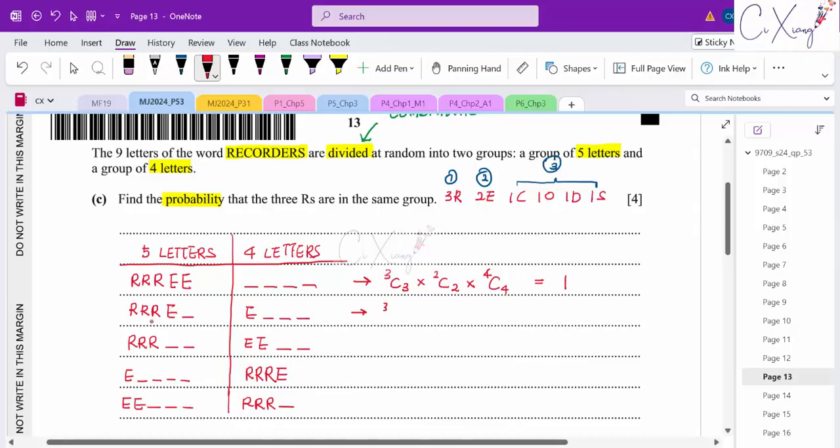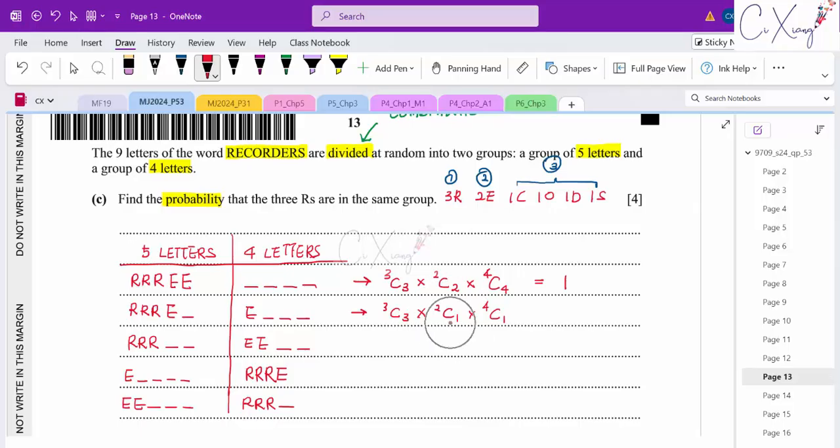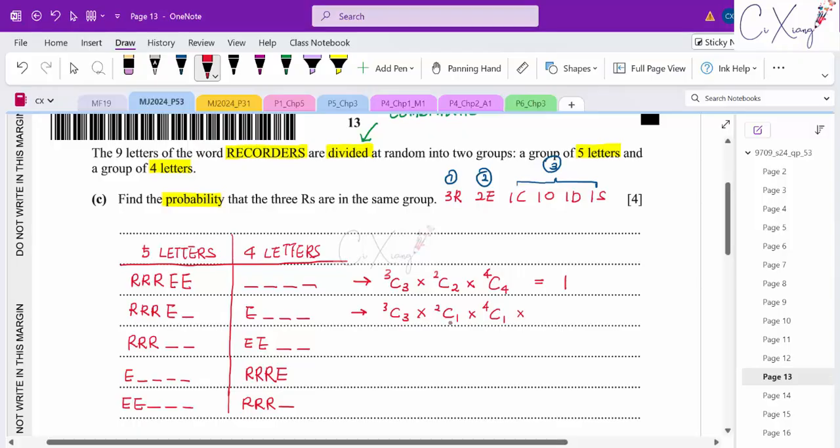all the R in the 5 letters group, so 3C3. 1E is in the 5 letters group, so 2C1. Then one letter is in the 5 letters group, so from the 4 letters you want to choose one and put it in the 5 letters group. Then the remaining E: just now 2C1, that means there are 2 E's, you choose one and put it in the 5 letters group already, so you are left with only one letter E. For this one letter E, you choose it and put it into the 4 letters group, so 1C1.